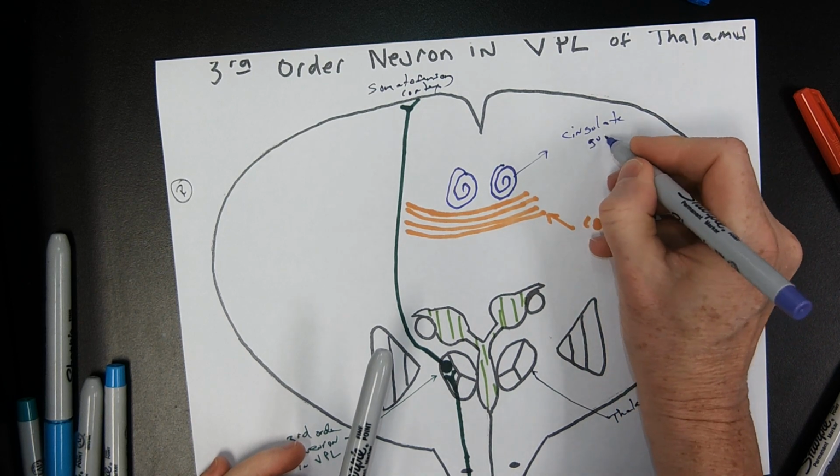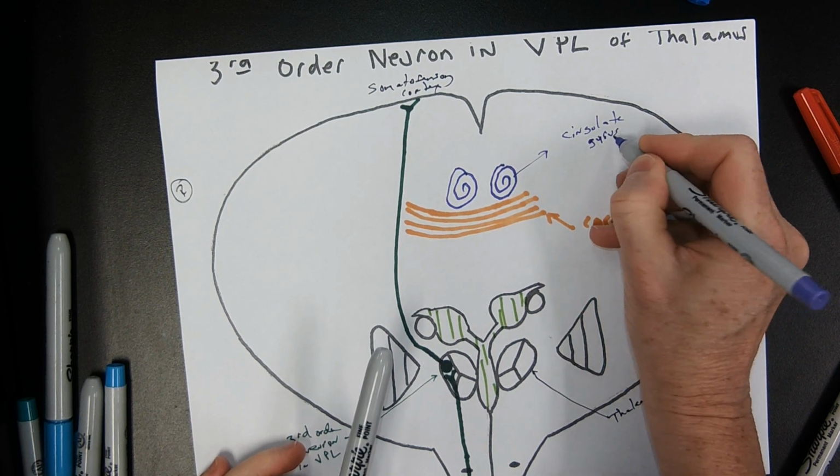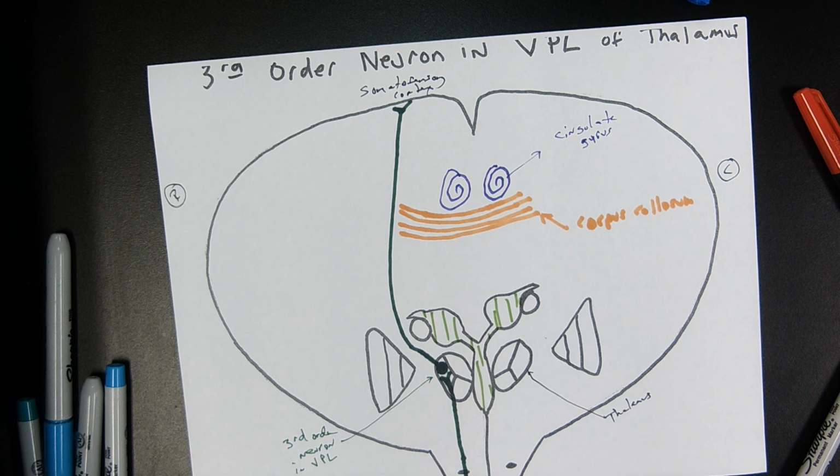C-I-N-G-U-L-A-T-E, gyrus. G-Y-R-U-S. Or gyri for plural, right? So that's your cingulate gyrus. Does anyone remember anything about what the cingulate gyrus is hooked up to? Wow, you guys are good. Right. So cingulate gyrus is part of the limbic system.